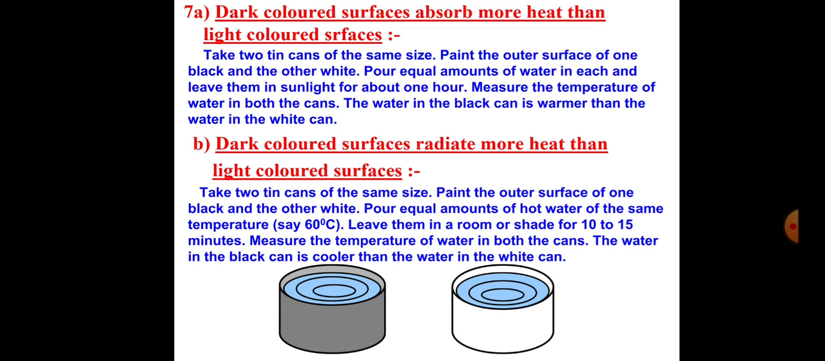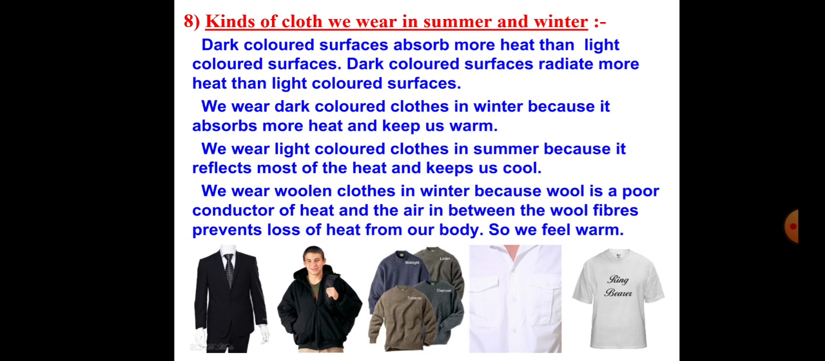In the opposite, the dark color also radiates more heat than the light colored surface. Okay, means dark color is a better absorber and a better radiator of heat. Kinds of cloth we wear in summer and winter. So in winter, we prefer to wear cloth of dark color because dark absorbs more heat, which keeps us warm.